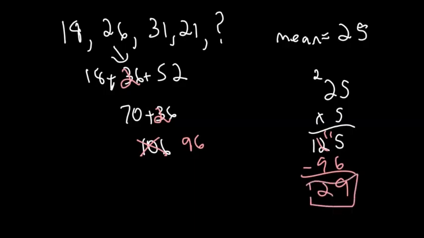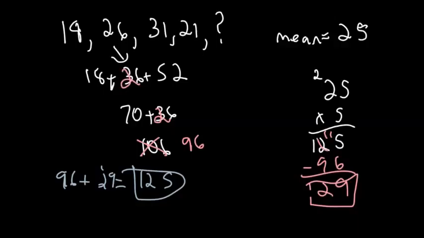And just to double check myself, I can add those all up. So add my 96 plus my 29. 9 plus 6 is 15, write the 5, carry the 1. 9 plus 3 is 12. So I get 125, which is what I was trying to get to give us a mean of 25. So I checked my answer there, and showed you a good way to, when you make a mistake, look at what you did. Don't totally recreate what you did. Just look at it and see how to fix it.